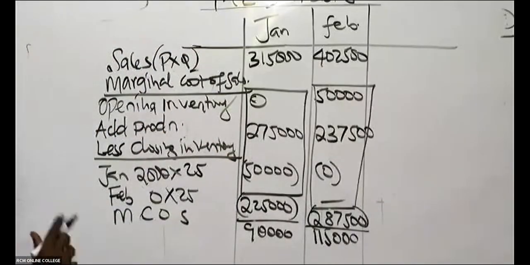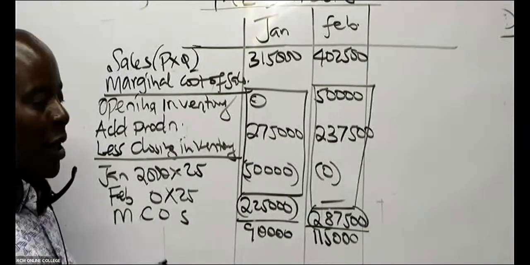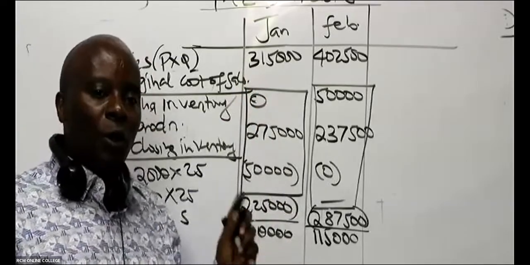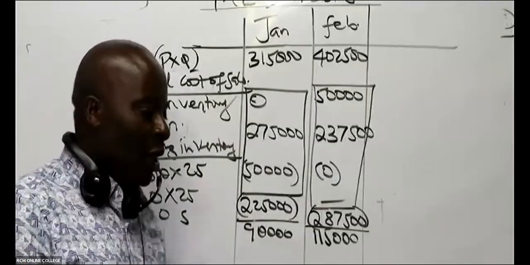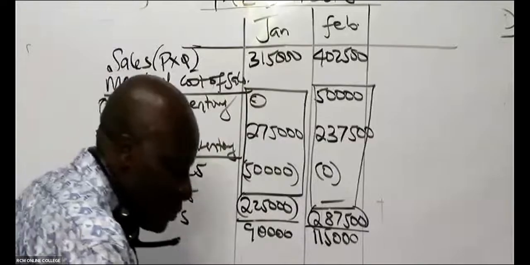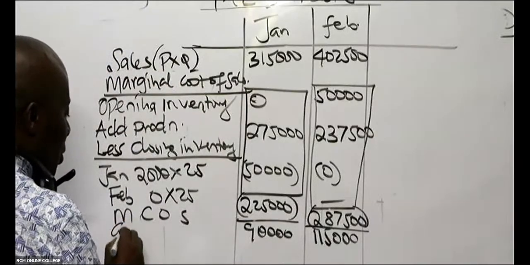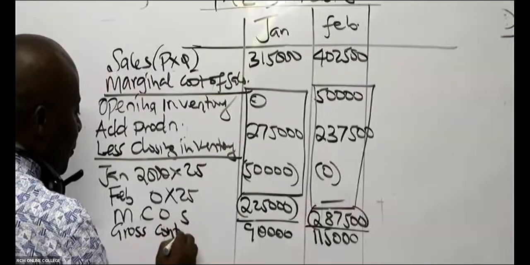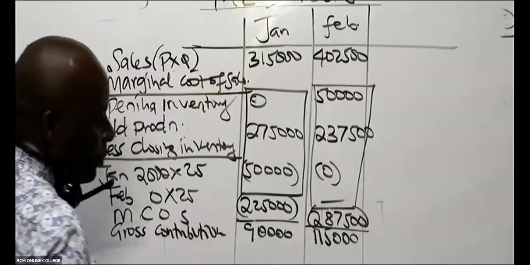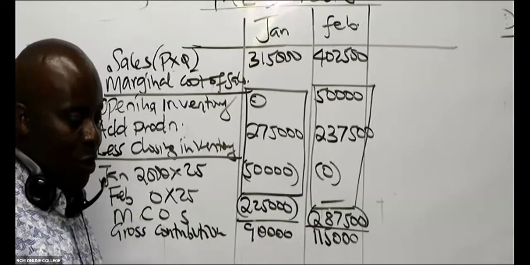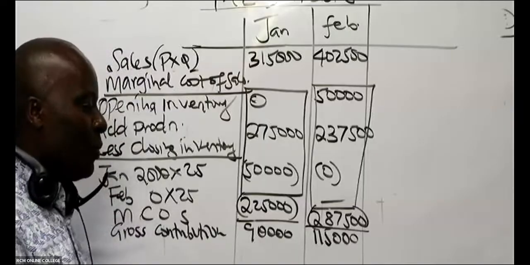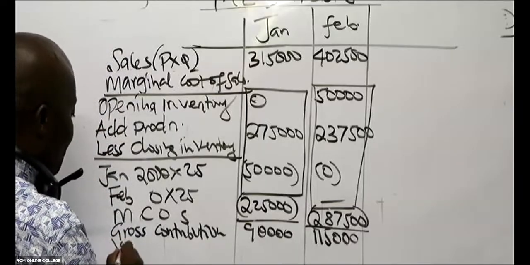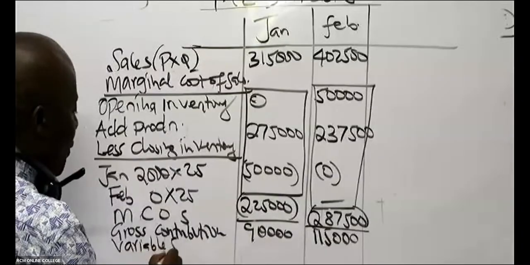So what name do we give to these figures? Remember, in terms of marginal costing, we call them contribution. And because we haven't subtracted the periodic variable cost, we shall call this one gross contribution. Now, once you get this gross contribution, to get the net contribution, you look for the variable selling costs.